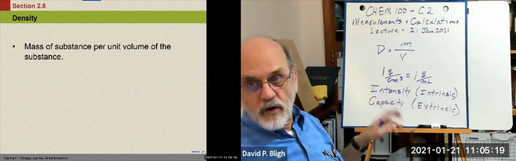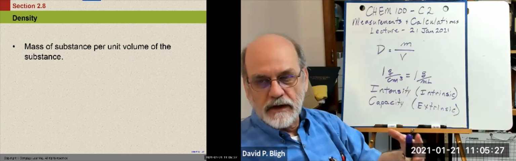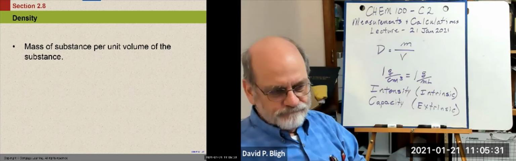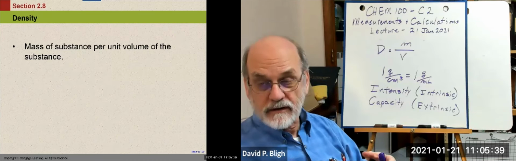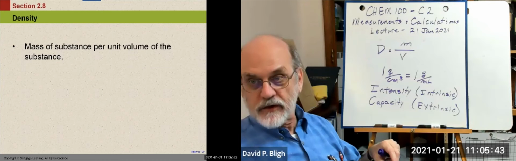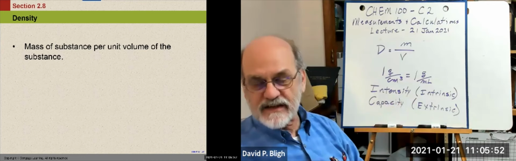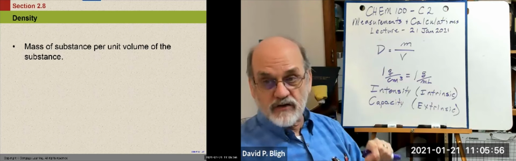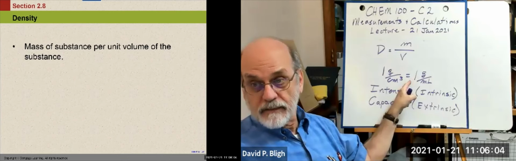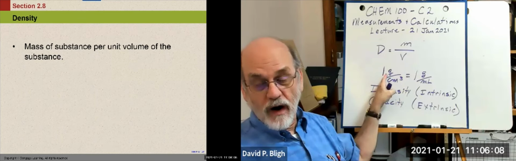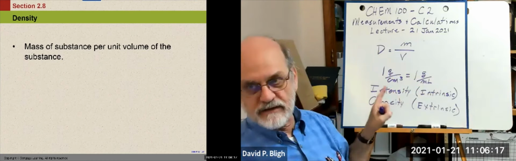Now, when I say it's a capacity factor or capacity measurement, the value of the measurement changes with the amount of substance you have. So if I say I've got a bushel of wheat in a basket, that's different than 10 bushels of wheat, right? So the bushel is a capacity measurement. It changes with how much substance you have. Whereas the intensity doesn't change with how much you have. When you express the intensity of something, such as the density, it doesn't matter if you have a glass of water or a swimming pool of water, this value is still the same. That's an intensity factor.